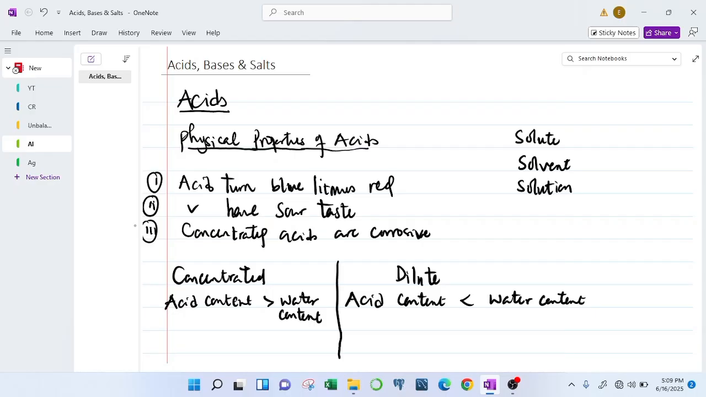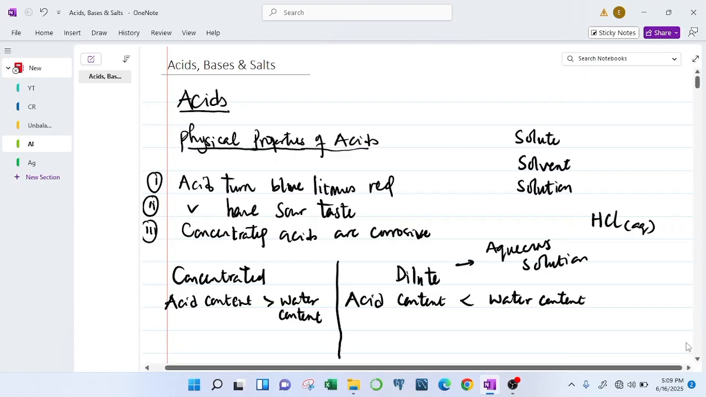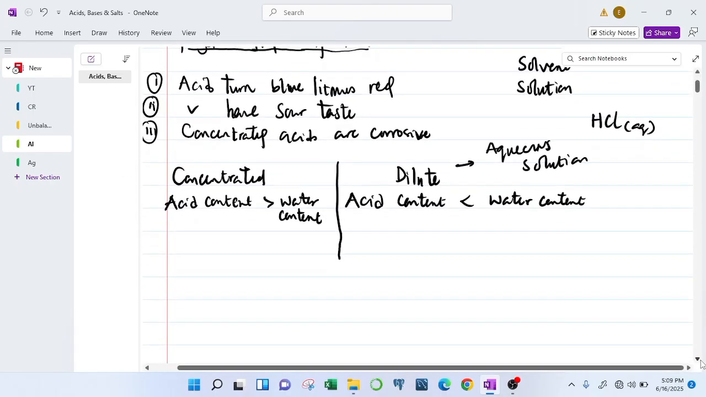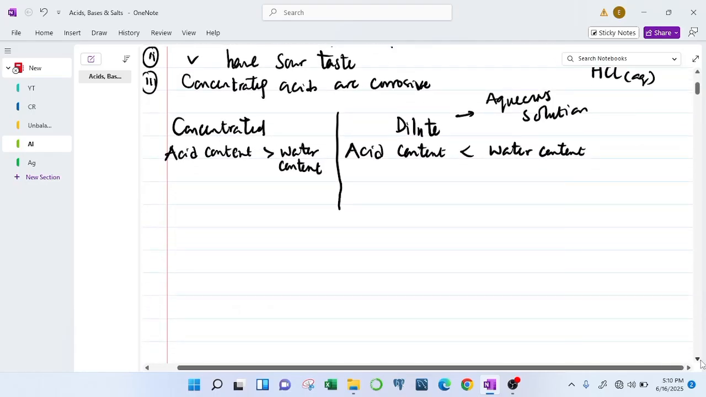And remember, whenever an acid is in dissolved form, again, it goes beyond acid. We can extend it to beyond acid later. That is called an aqueous solution. And so you will be saying things like HCl in brackets, AQ. That means there is some amount of water involved in this particular substance that has been dissolved. So that is concentrated and that is dilute.